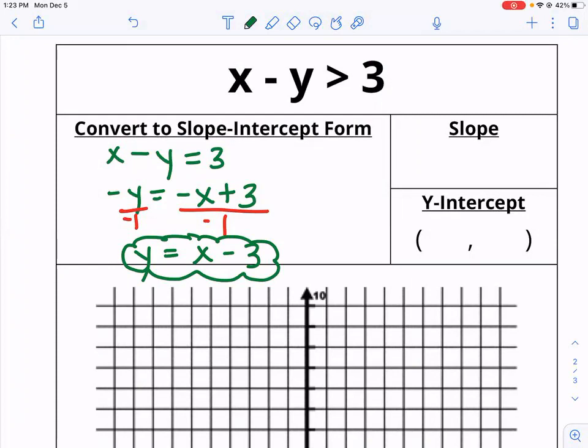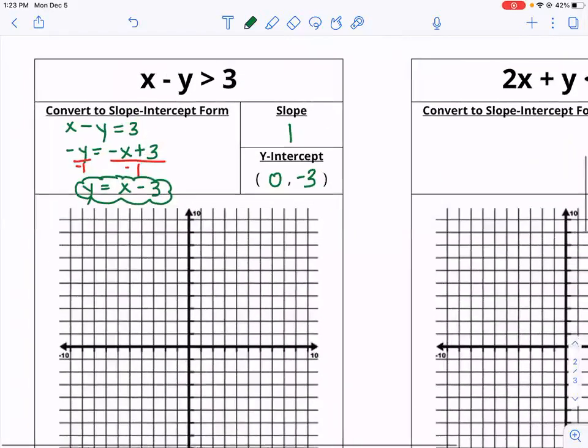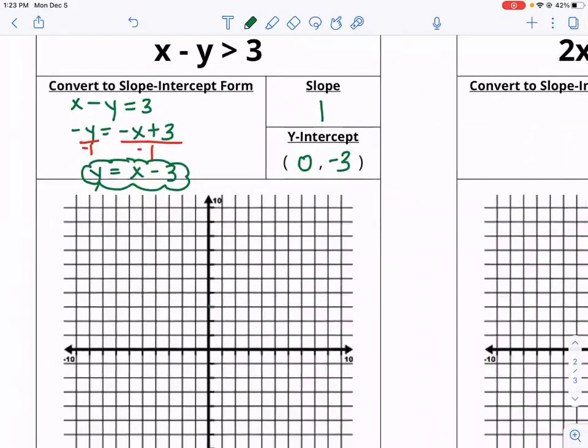Very good. All right. Kevin, what's the slope of this line going to be? And our y-intercept, Amelia, what's it going to be? So we're going to go to 0, -3, our y-intercept. And we have a slope of up 1 over 1, up 1 over 1.